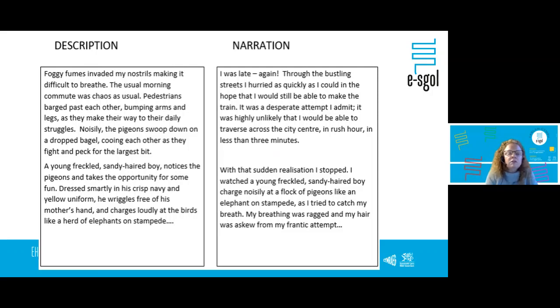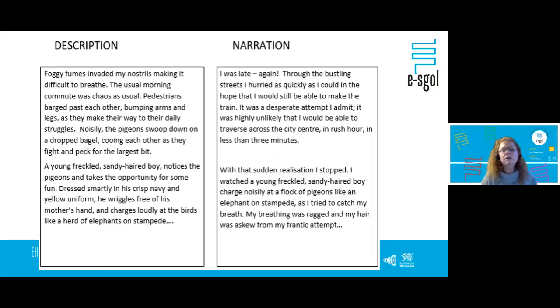So if you have a look at the description, it focuses in really closely on the senses. Foggy fumes invaded my nostrils, making it difficult to breathe. The usual morning commute was chaos as usual. Pedestrians barged past each other, bumping arms and legs as they made their way to the daily struggles. Can you see how that focuses in on detail? It's looking at the senses.